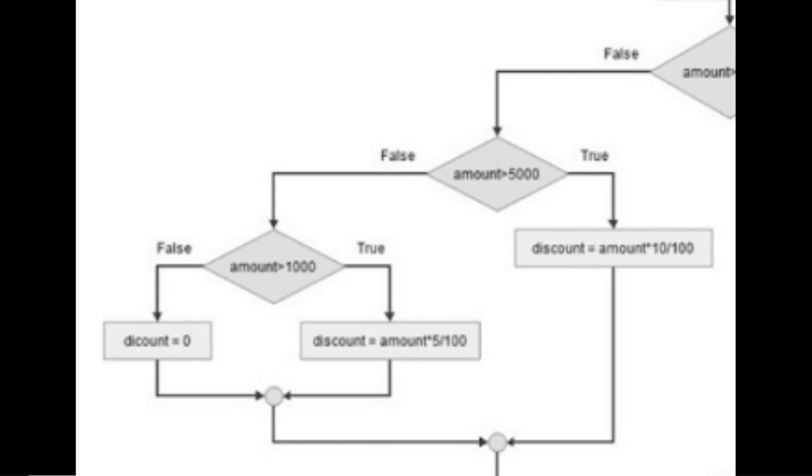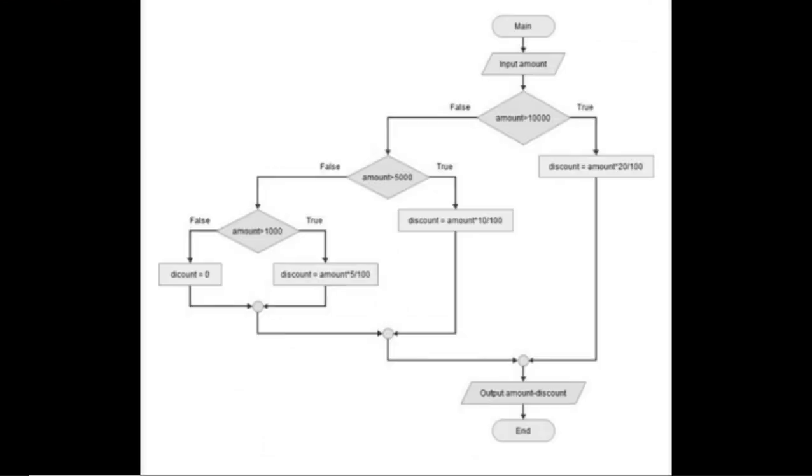If the amount is greater than 5000, then we will provide them with a 10% discount, that is discount equal to amount times 10/100. If this condition also fails, then we will check if the amount is greater than 1000 or not.